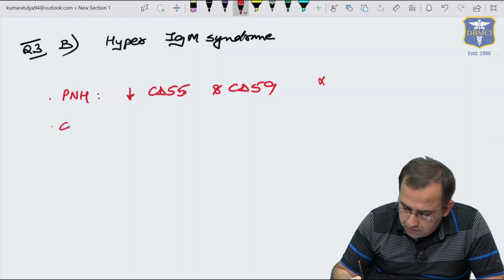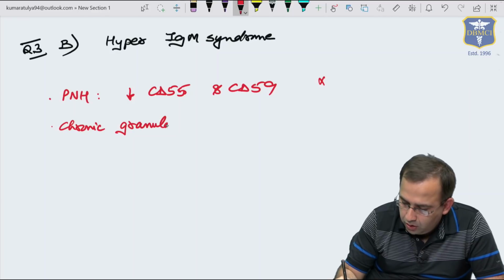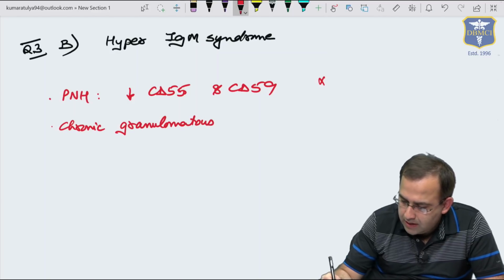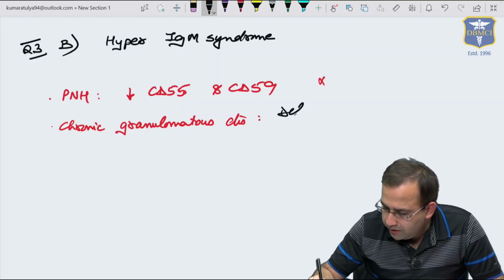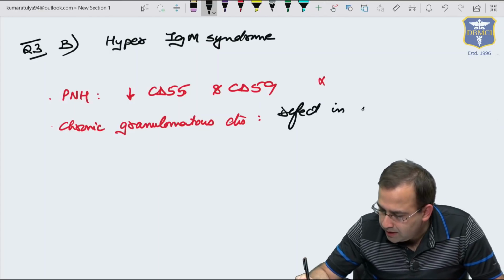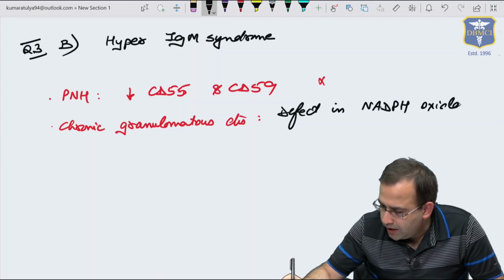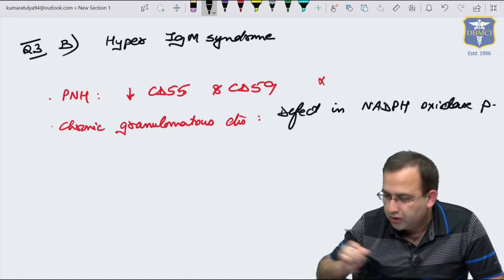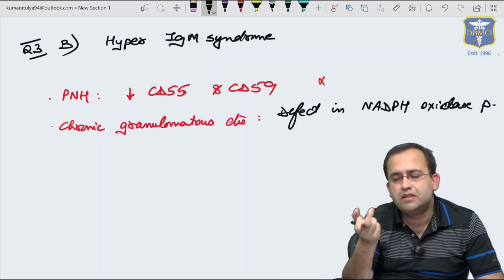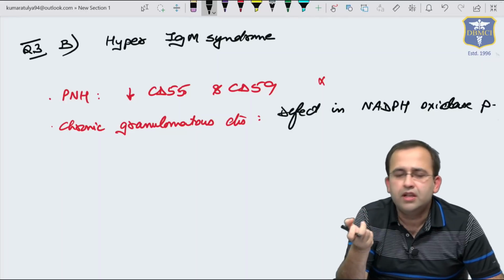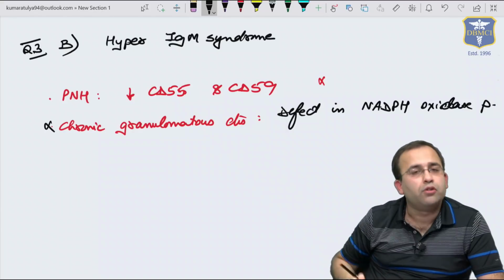The next option was chronic granulomatous disease. Chronic granulomatous disease is a defect or deficiency in the NADPH oxidase pathway. Again, the NADPH oxidase pathway, we have seen, is tested by, the most common test used is the nitroblue tetrazolium test. So CGD as an answer is out.